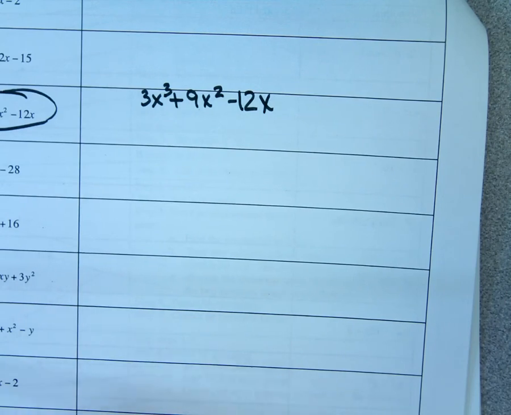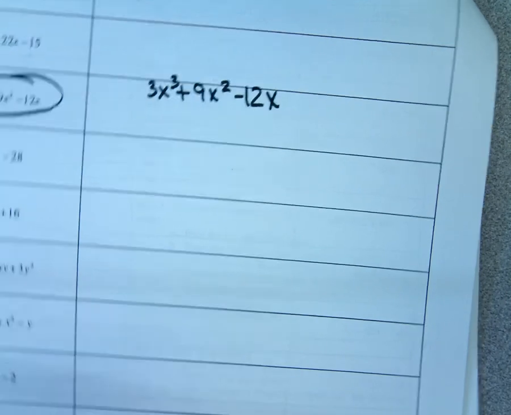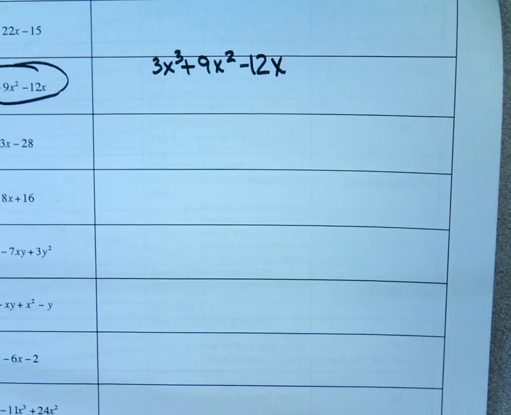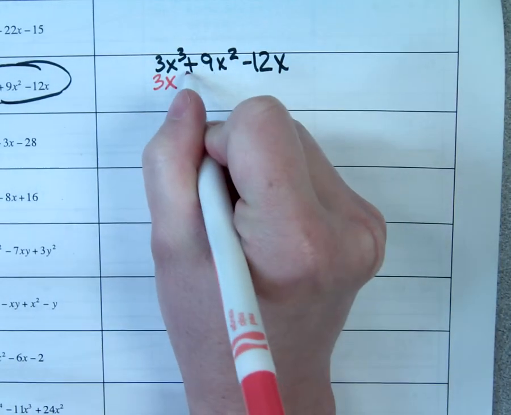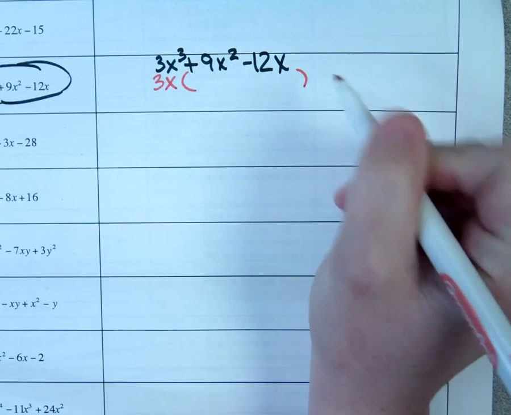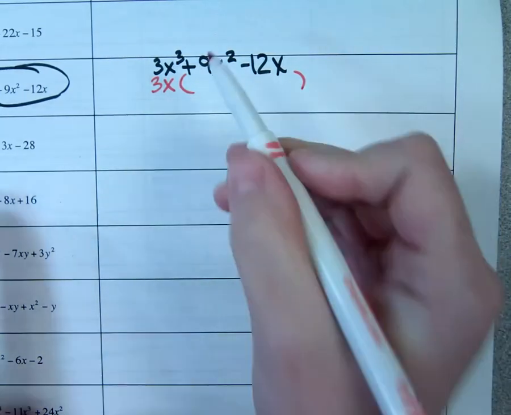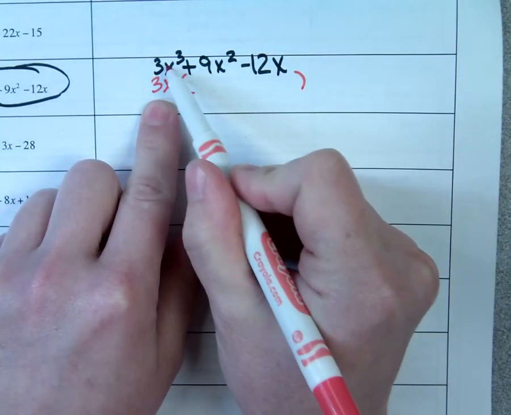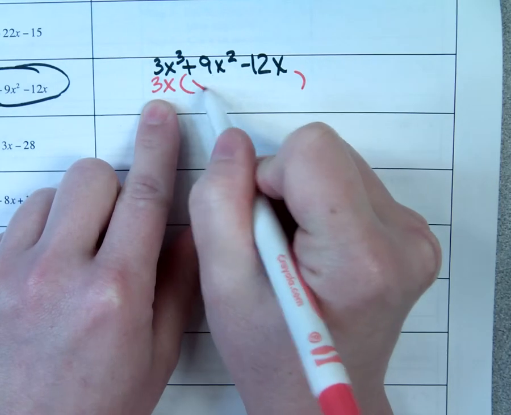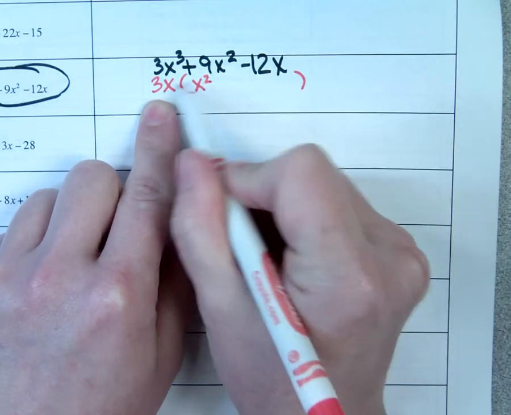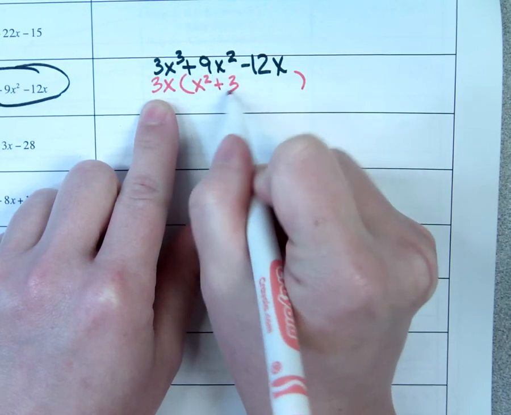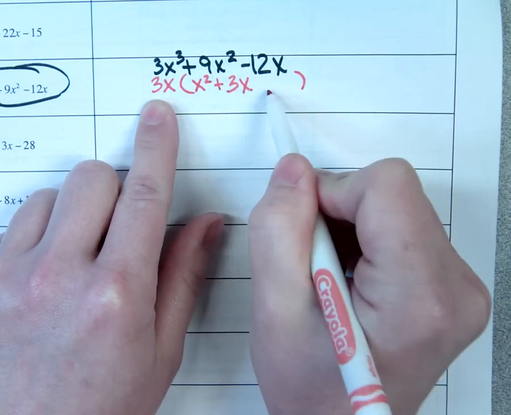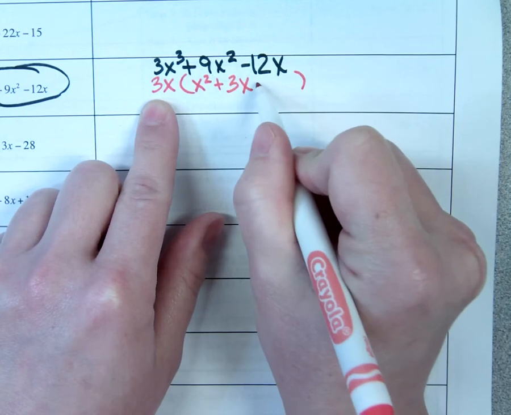3x. Okay, so our GCF is a 3x because 3 can go into all of those, and they all have at least one x. Okay, so 3x is our GCF, and then remember, whenever you have a GCF, you build only one set of parentheses behind it. Okay, so 3x times what makes 3x cubed? X squared. And then 3x times what makes 9x squared? Plus 3x, good.